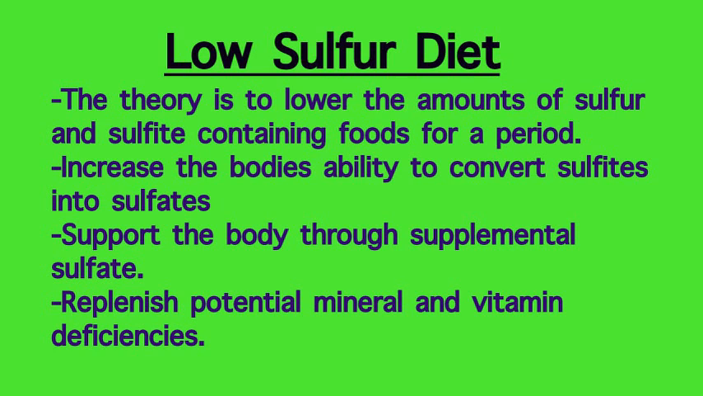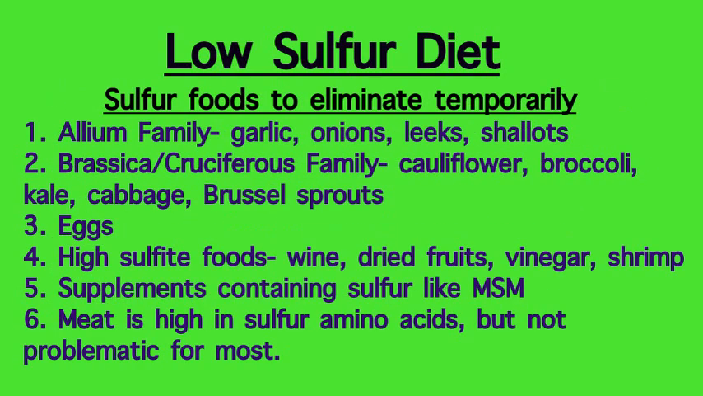The foods that you're going to be eliminating for a low sulfur diet temporarily are the allium family, which includes garlic, onions, leeks, shallots; the brassica or cruciferous family, which includes cauliflower, broccoli, kale, cabbage, Brussels sprouts; eggs. Then we have high sulfite foods, which, sulfite is a preservative used in a lot of different foods, including wine, dried fruits, vinegar, shrimp. Also sulfur-containing supplements, like MSM.